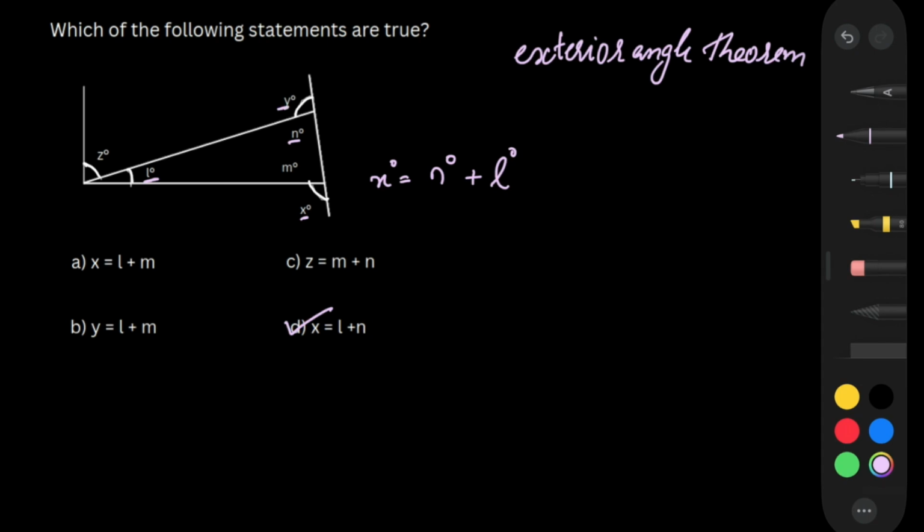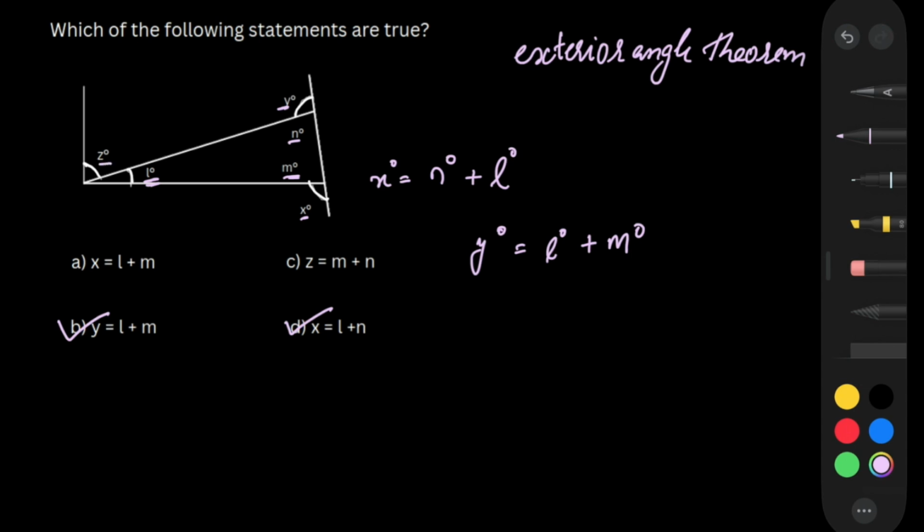Meanwhile, for y would be equal to the sum of the two non-adjacent interior angles, which is L and M. So option B is also true.